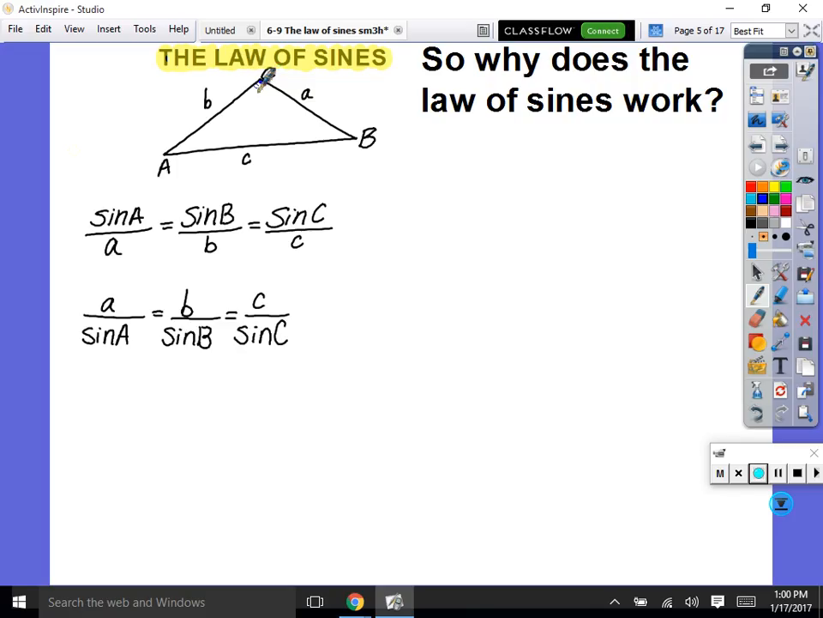If I go down and drop an altitude, or a height, I'm going to call it a height, that creates a 90-degree angle, correct? If I drop it at a 90-degree angle, don't we have two different right triangles? 1 and 2. So watch this.